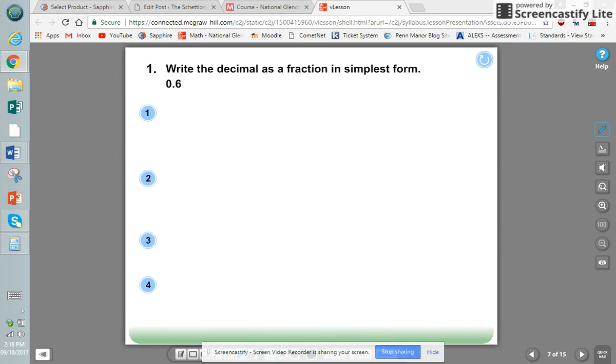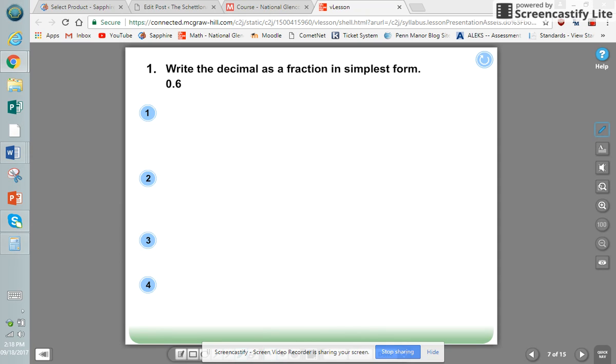Today, we started out with learning what a rational number is, and we even talked a little bit about place value and how to read numbers after the decimal. That's going to come in very handy right now. The problem on our screen is: write the decimal as a fraction in simplest form.